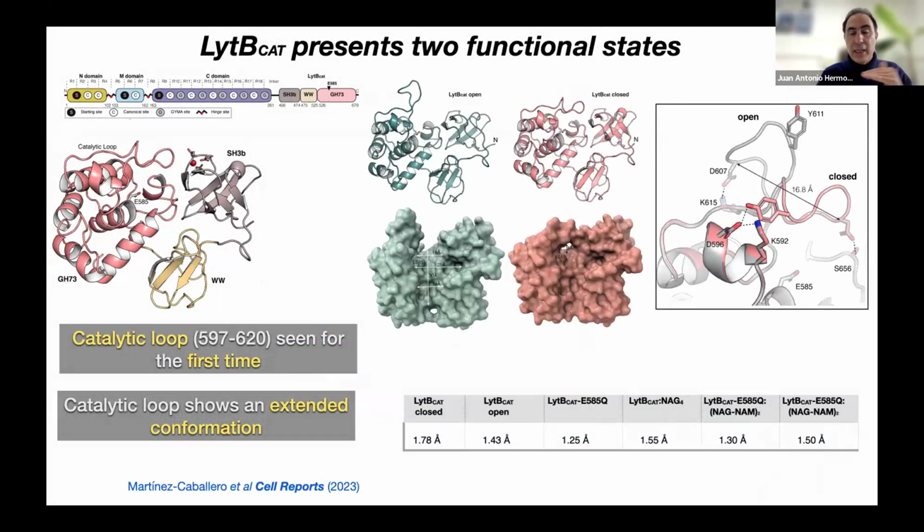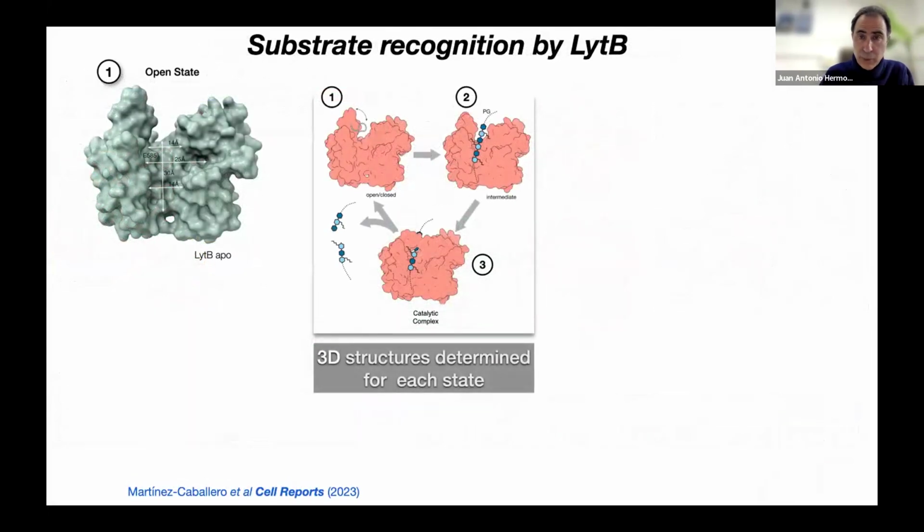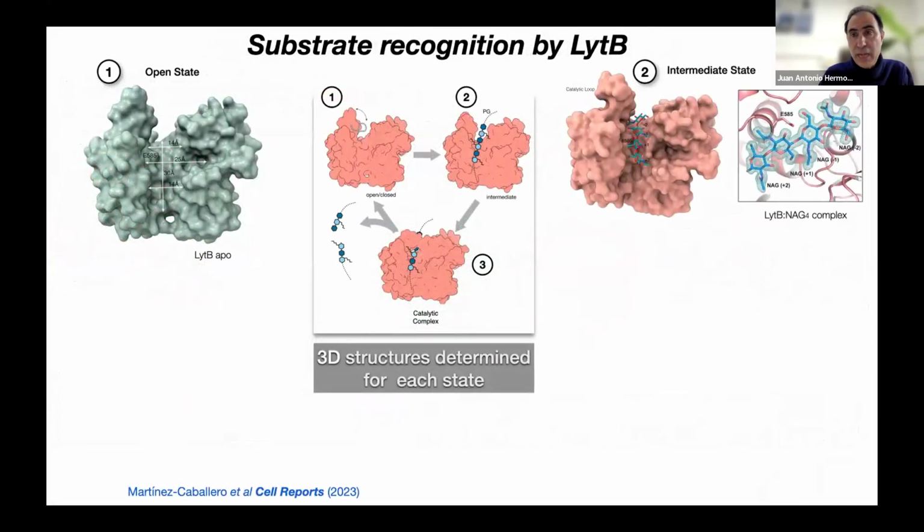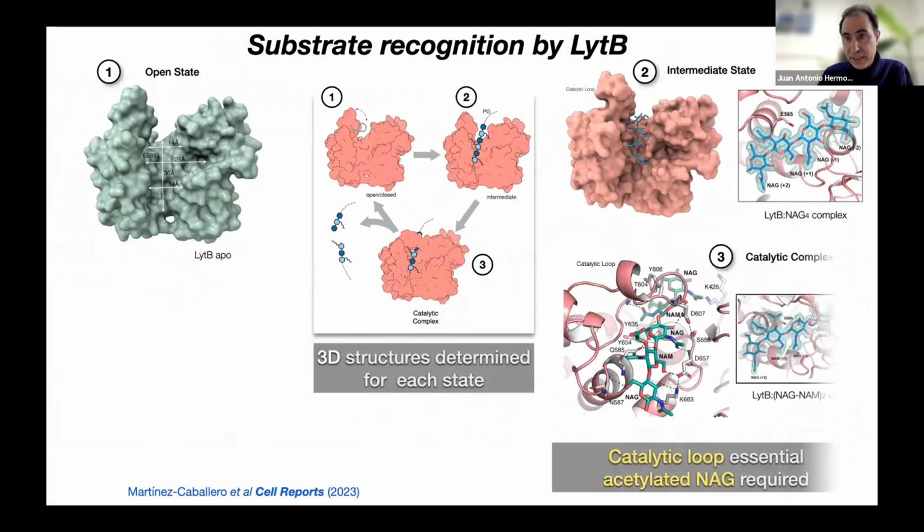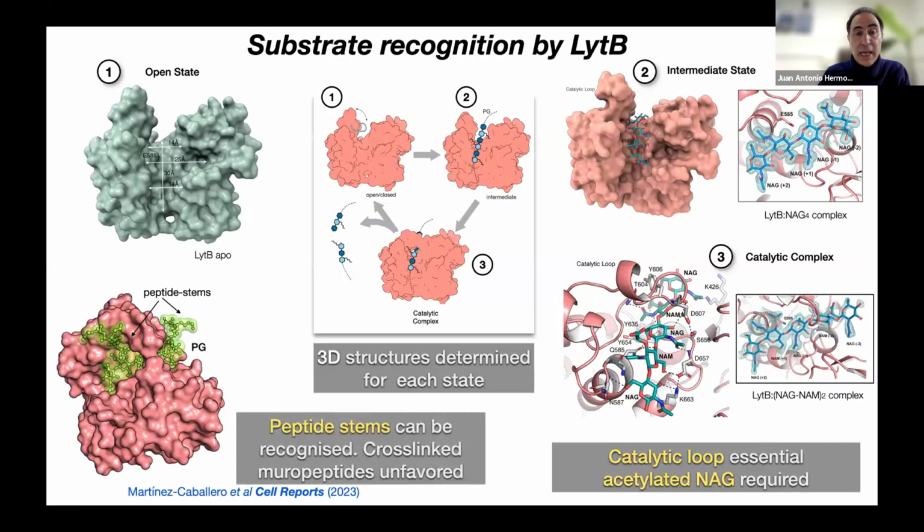We have discovered this mechanism, and with the use of different peptidoglycan fragments, we have seen the open state, the intermediate state, and finally the catalytic complex in which the peptidoglycan is fully recognized by the enzyme. And we have seen which residues are essential for the catalytic activity and which peptide stems could be recognized, while the cross-linked peptidoglycans are favored.